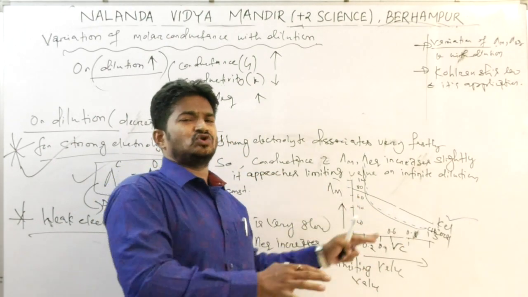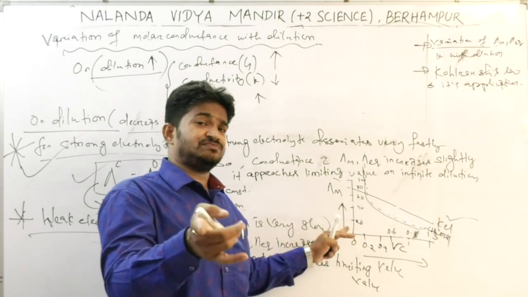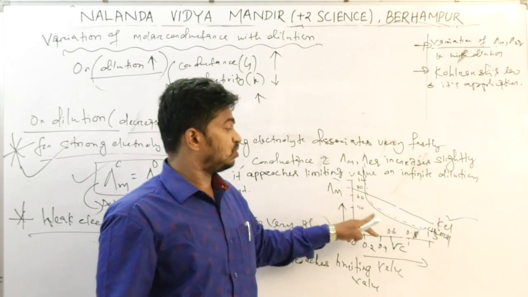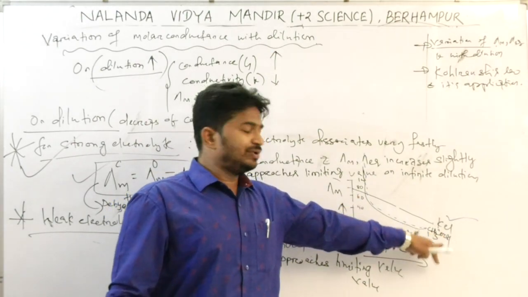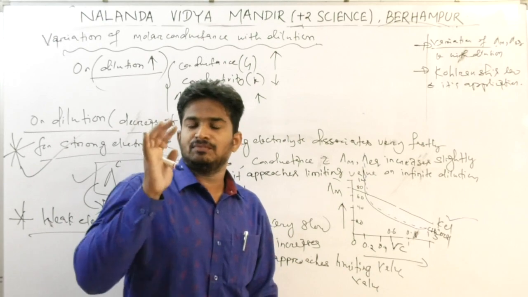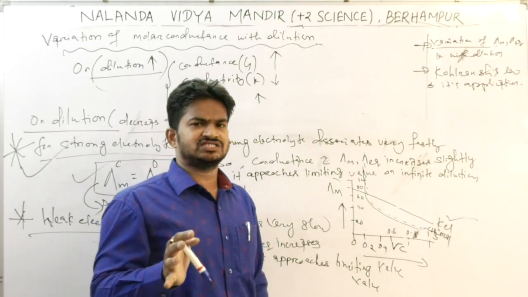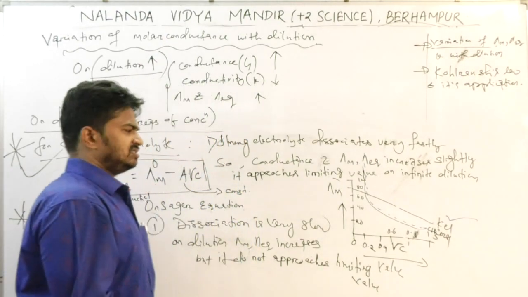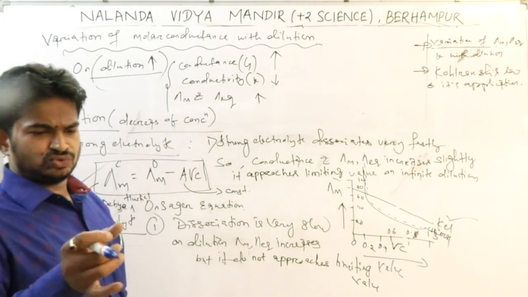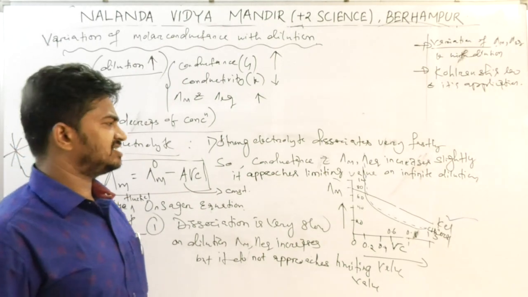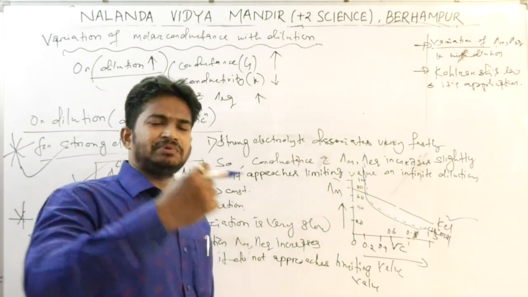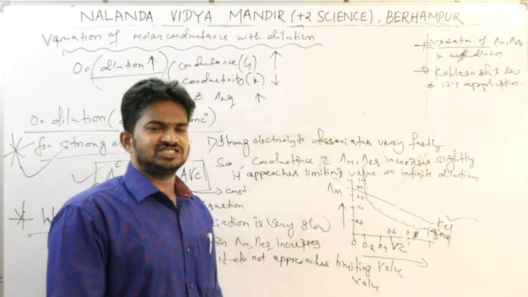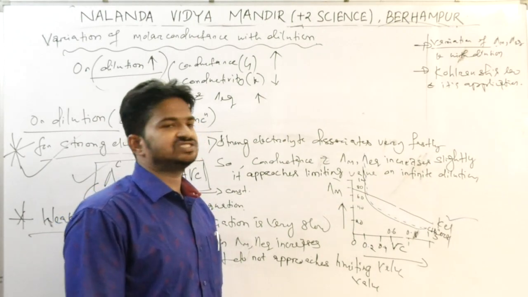The dissociation process is very slow, so it keeps increasing and never touches a limit. So for a weak electrolyte, calculating the molar conductance or equivalent conductance at infinite dilution is very, very difficult. To determine the value at infinite dilution, another law came, that is Kohlrausch law, which we are going to discuss here.